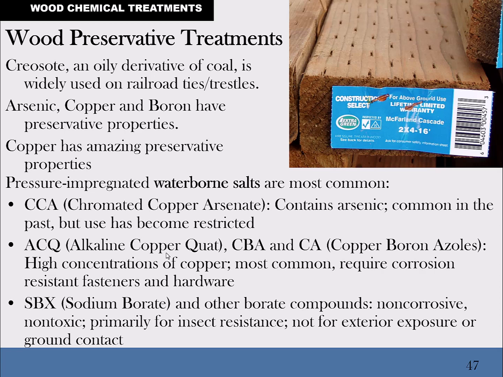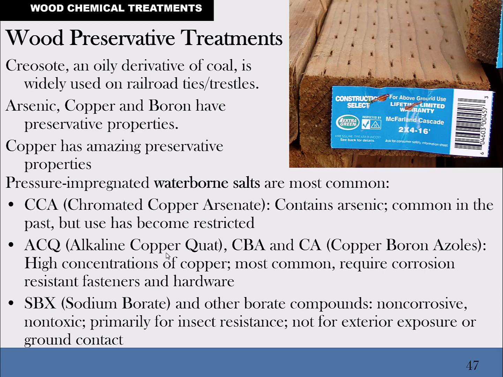But that's not a waterborne salt. But pretty much everything else on this page is. So the arsenic, copper, and boron are the chemicals we have actively used as pressure treatments. The copper has amazing preservative properties, so it works very well, but copper is expensive. Arsenic is cheaper. So the original pressure treated lumber had a lot of arsenic and some copper in it.